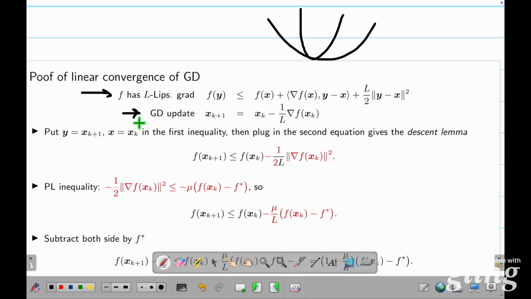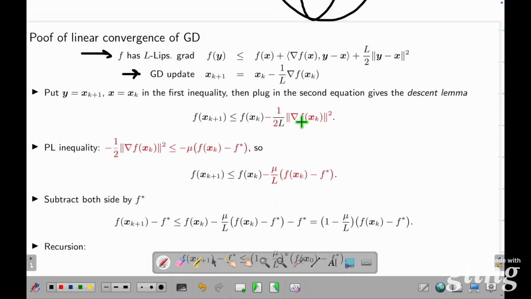Number two, what is this? Gradient descent update. This is definition. There's nothing changed. This is no explanation. Now what I'm going to do? Okay, I put this y equal x plus 1 and put x equal xk. So let's do this. So this is xk plus 1. So I put a plus here. Okay, this is just x. So this is x, this is x.